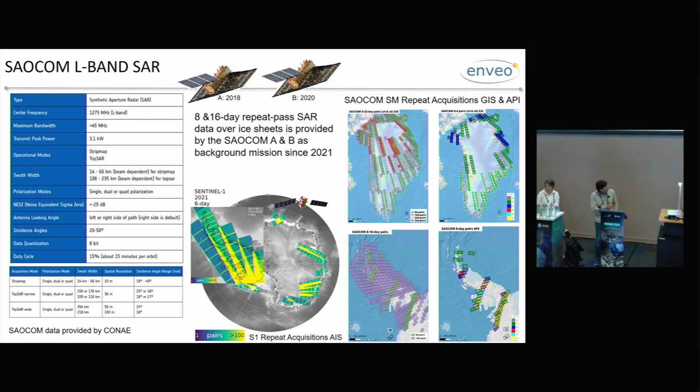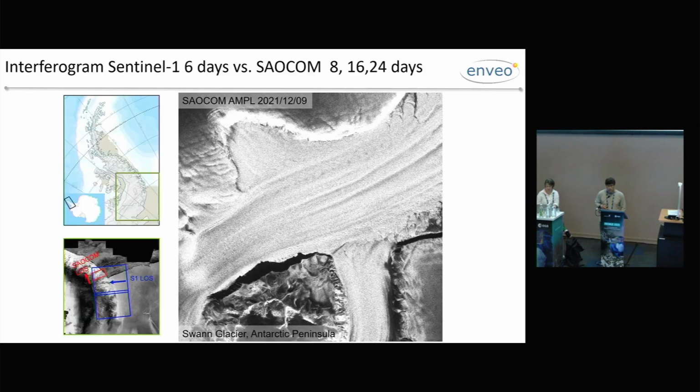Unfortunately, when we look to the coverage of the 8 days, which is of very high relevance because this is in preparation also of ROSE-L, which can provide the 6 days repeat observation, so very similar to the 8 days pairs of SAOCOM, the coverage is not that good, we have to say. So there is no systematic planned acquisitions done by CONAE in this region. So it's a kind of background mission what they are operating here.